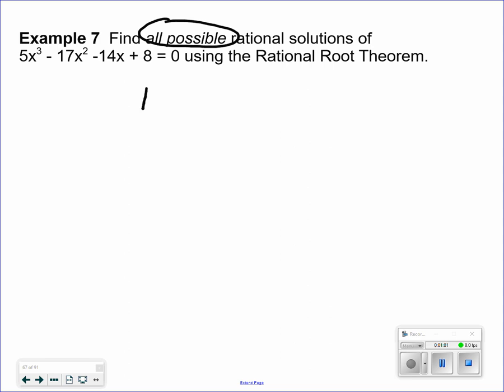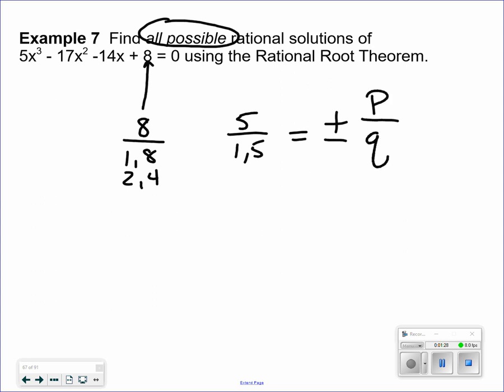I'm going to take the ending value, the 8, and come up with all the different ways to multiply to be 8. Then I want the lead number, which is 5, and all the different ways you could get 5. So 1 times 5 is the only way you can get 5, and 8 is 1 times 8 and 2 times 4. Now, all the possibles is plus and minus all the p-values over all the q-values. Every p-value goes on top and every q-value goes on the bottom, and it's every possibility of that.